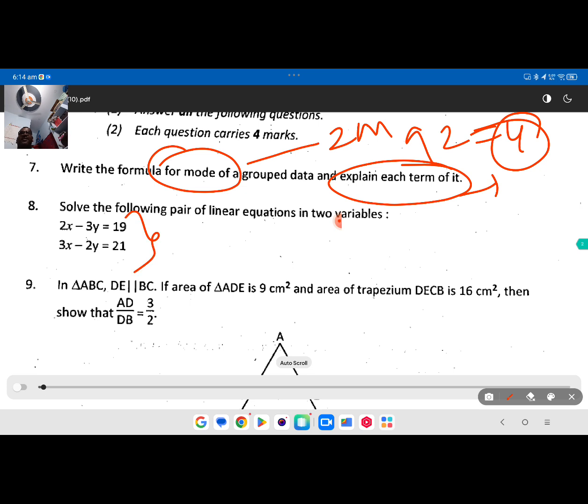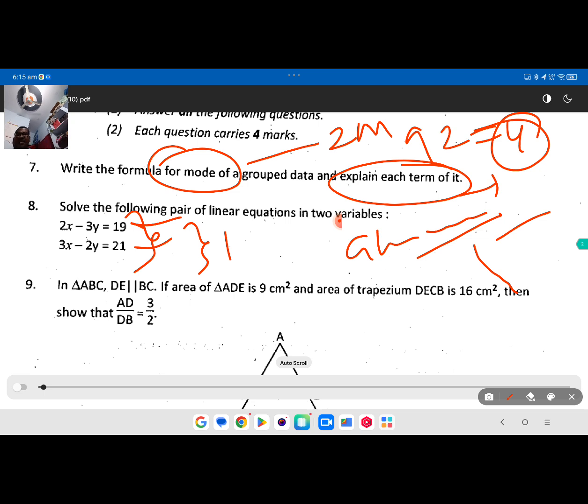Solve the pair of linear equations. How will you start? Write the given pair of linear equations. For writing this you will get 1 mark. It is a 4 marks question, right? Then solving, what method will you follow? Substitution method. There are 4 different methods, right? So substitution method, elimination method. By writing the heading substitution method or elimination method and solving it, you'll get the remaining marks, right?